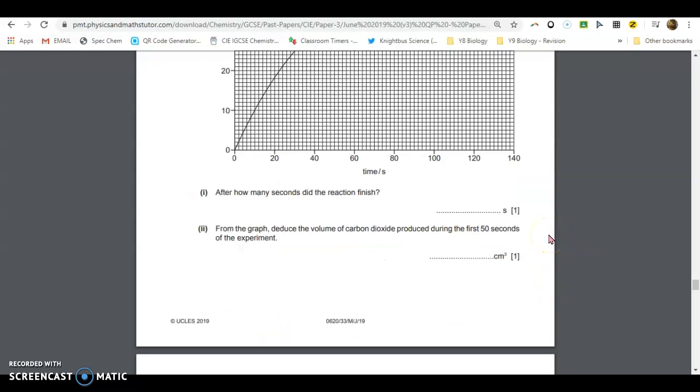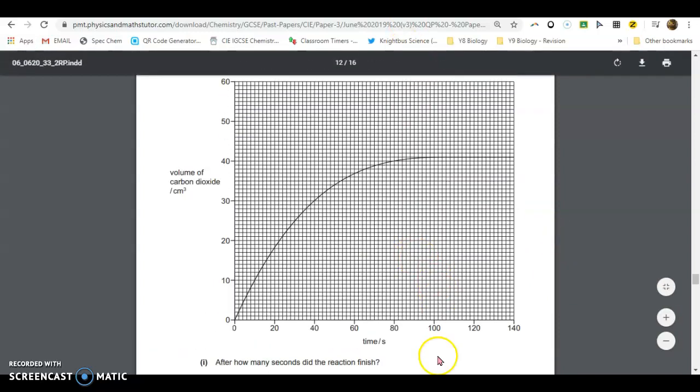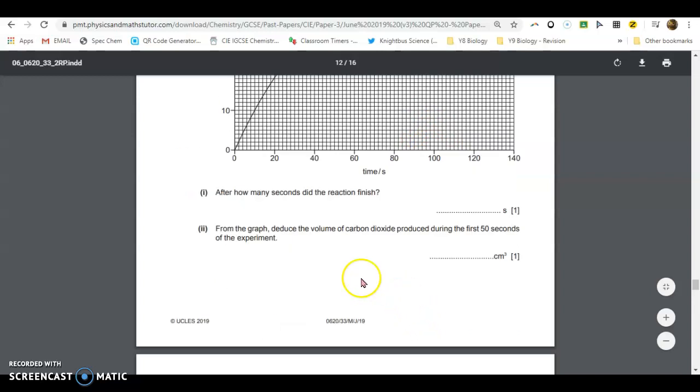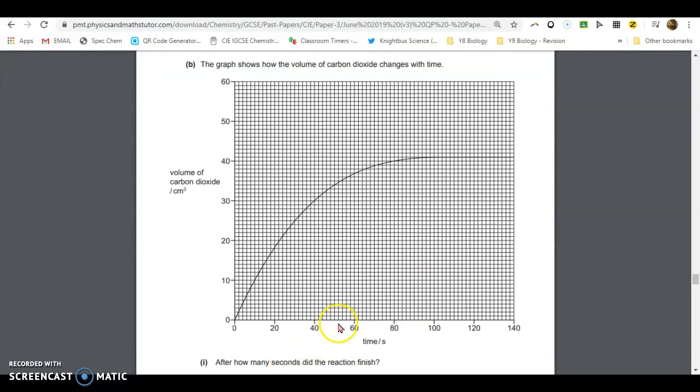A little bit of maths knowledge there. Okay, so that's where you would typically pick off the answer. You'd pick it off somewhere roughly over here, okay? So the second question over here is: from the graph, deduce the volume of carbon dioxide produced during the first 50 seconds. So 50, obviously halfway between 40 and 60.